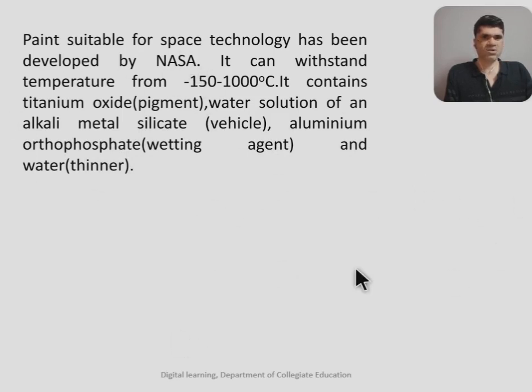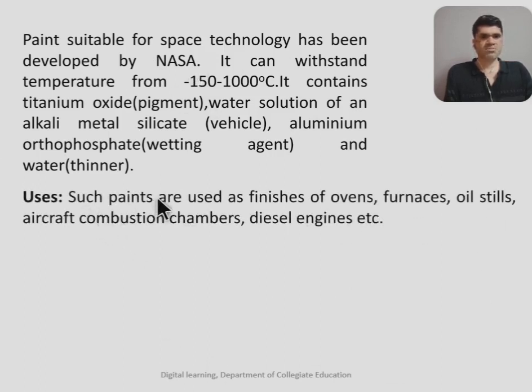So this is also one example of heat resistant paint which is prepared by NASA. Such paints are used to finish ovens, furnaces, oil stills, aircraft combustion chambers, diesel engines, etc.